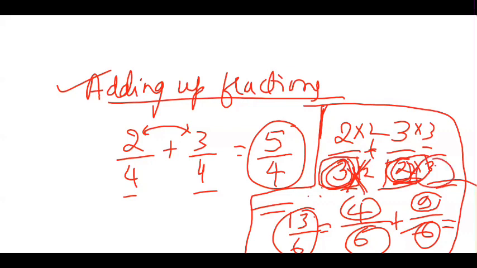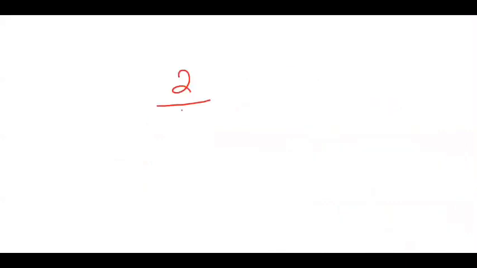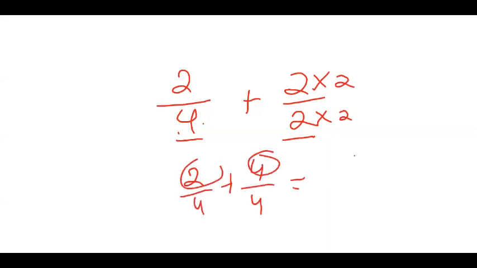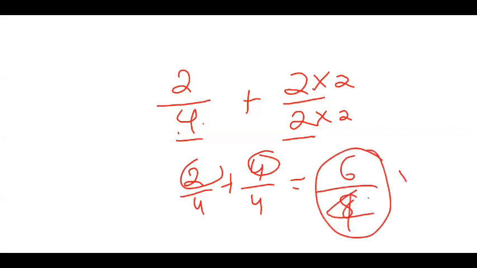Fine. If it was something else like 2 by 4 plus 2 by 2, then what would we do? We should convert this 2 into 4. So we just multiply 2 into 2 and 2 into 2. So it is 2 over 4 plus 4 over 4, which is nothing but 4 plus 2 is 6, 6 over 4. This would be your answer, right? Yes, it is in this way.